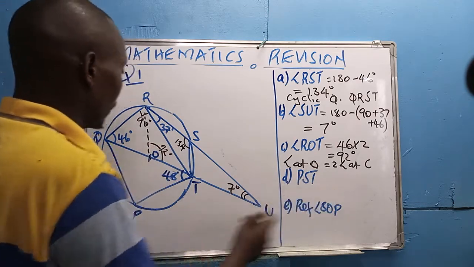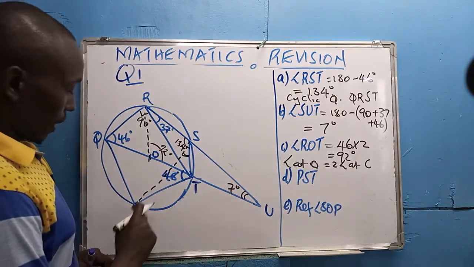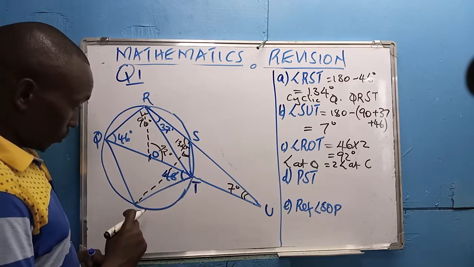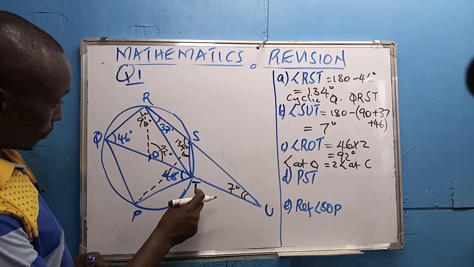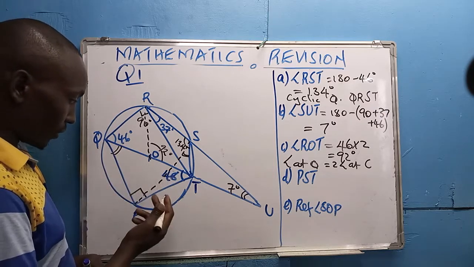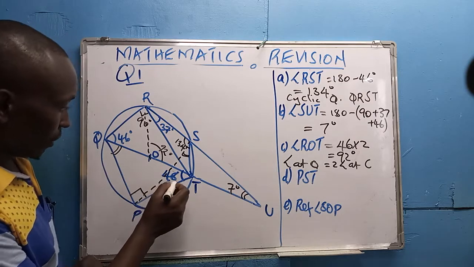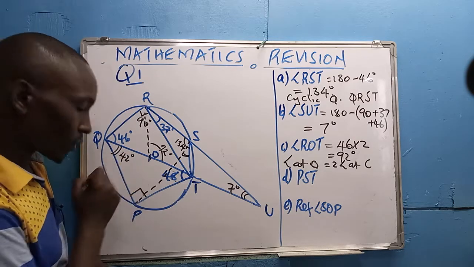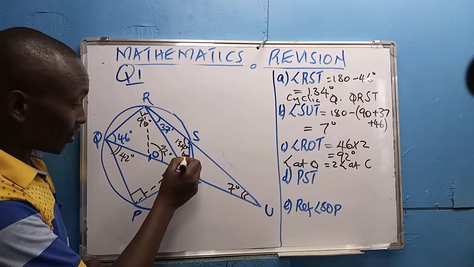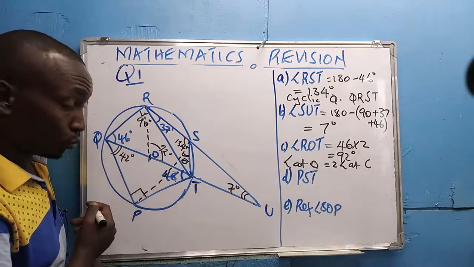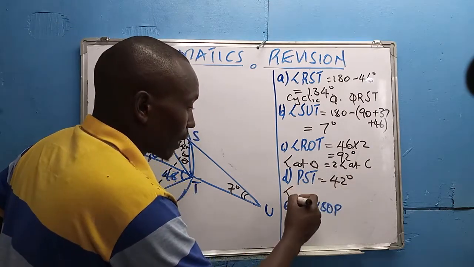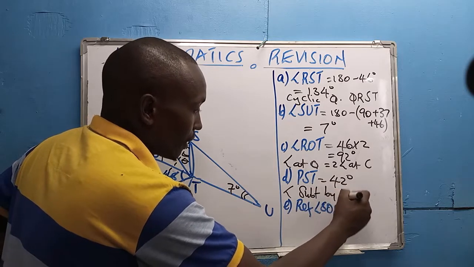We go on, PST, that angle PST. That one is an angle that is subtended by PQ. So the chord PQ has also subtended an angle here, this one. Remember, the whole of this angle QPT is 90. So if that is 90, it means this is 48, and automatically this is 42, the complementary of 48. So with that, even the angle in question here is the same, 42. The angle subtended by the same chord, 42. So this one is 42.